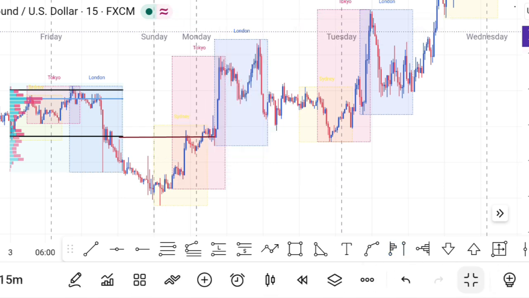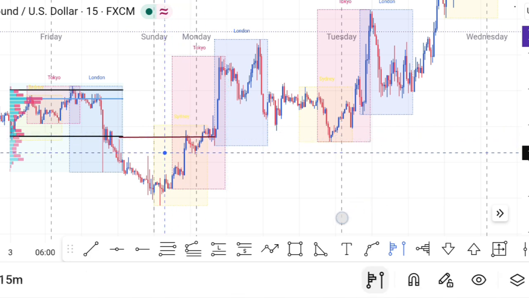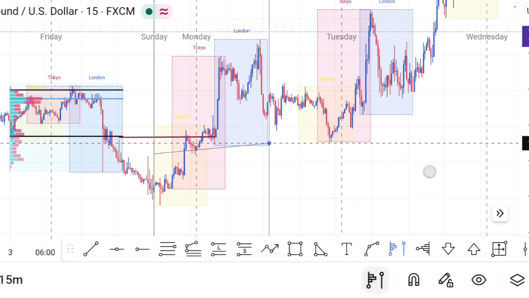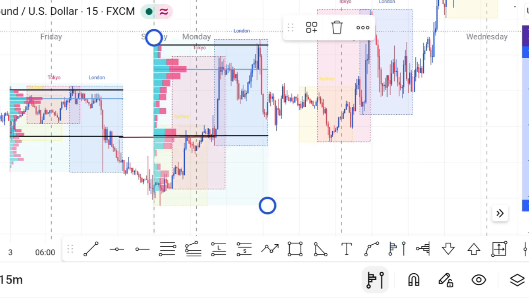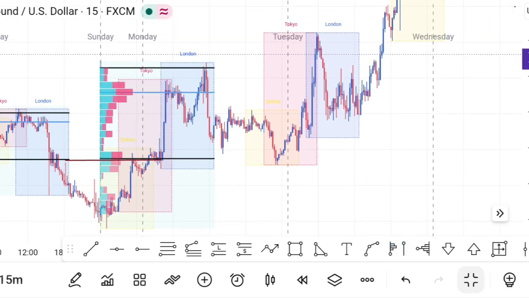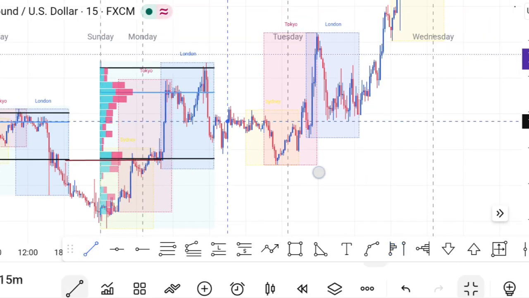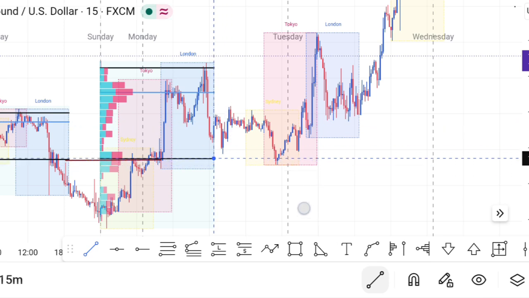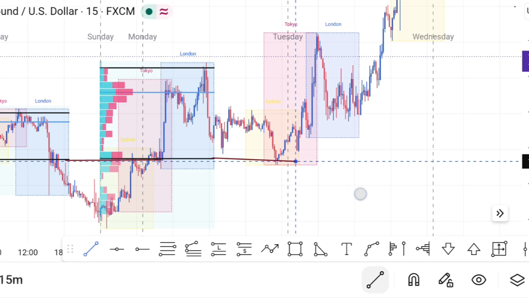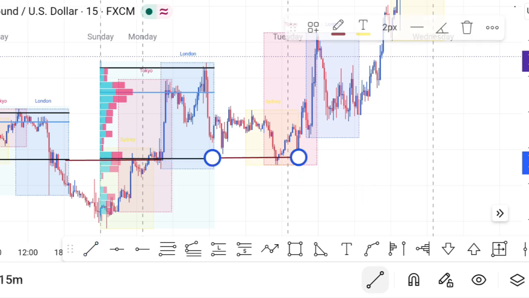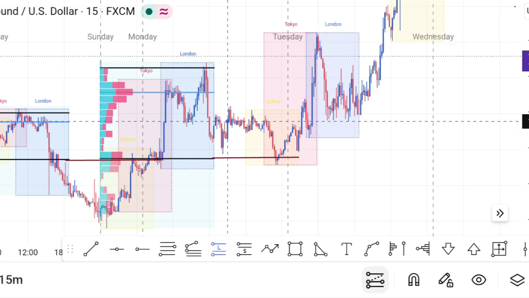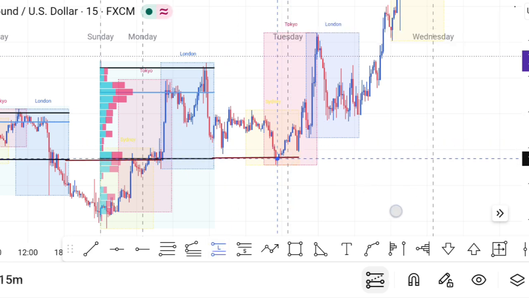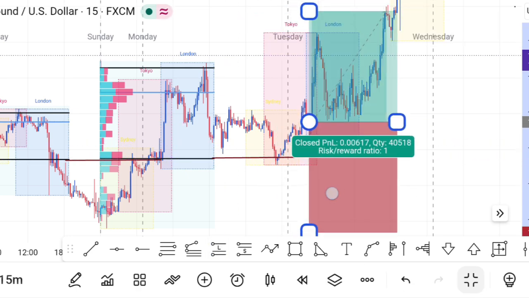Let me remove this for clear vision. Okay, this is where it starts and this is where it ends. Asian plus London. I get my value area high and value area low. After that, the market first goes for our lower zone. That's our support. After it went to our support, it touches it perfectly, giving me a buy position right here.